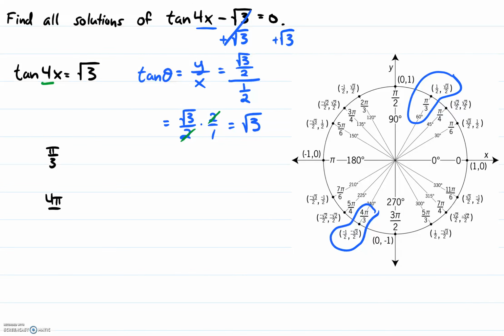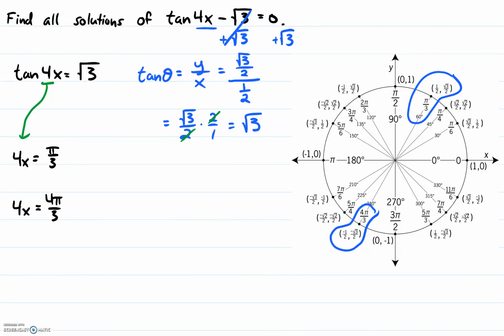Whenever you have a number being multiplied by the argument, that's what we call the x value there, in this case a 4 multiplied by x, what you do is you set up this equation. Instead of saying theta is equal to our solutions or x is equal to our solutions, you say 4x is equal to our possible solutions that we found on the unit circle. So you just bring that 4 right along with the x. And then you can see, okay, now I see how it's set up.